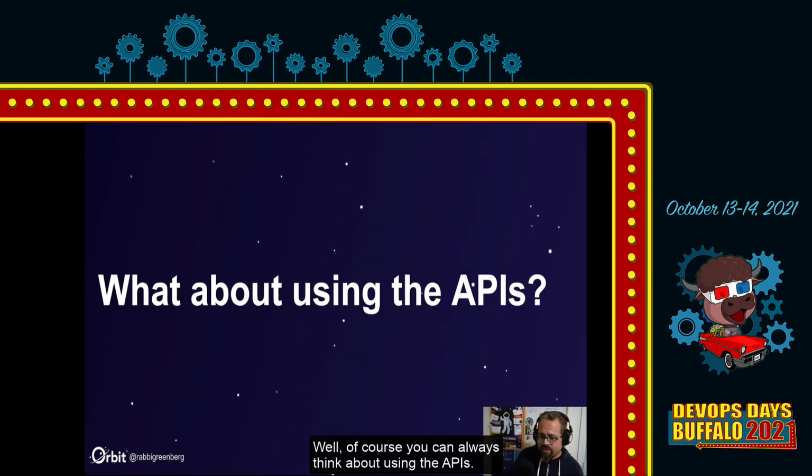Well, of course, you can always think about using the APIs. And in fact, Orbit and Dev, in our use case, both have accessible and open APIs built on REST. You can extract the data from the Dev community blog using their Dev API, and you can input the data into your Orbit workspace using the API.